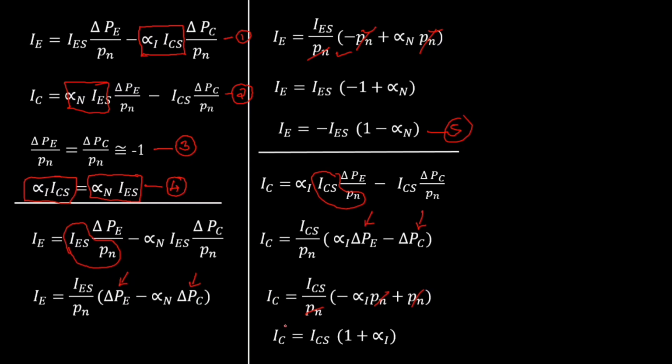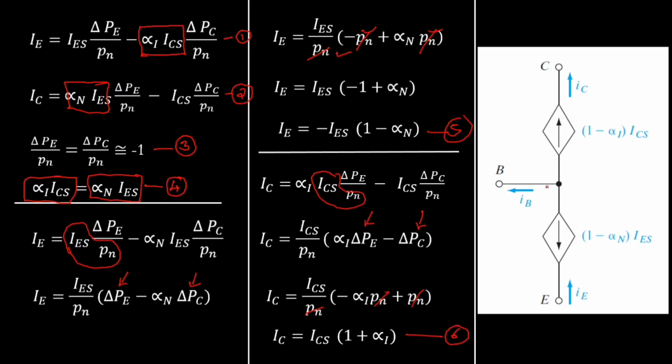I_C depends only on the collector saturation current with the current amplification factor when it is in reverse, inverted mode. Using these two expressions, now I have equations for I_C and I_E, and using these two I can find the expression for I_B also. If that is the case, look at this expression.